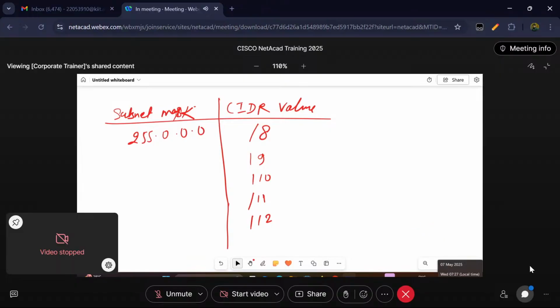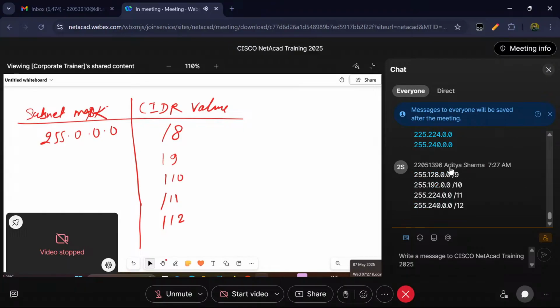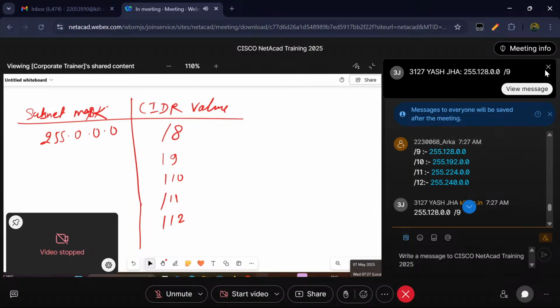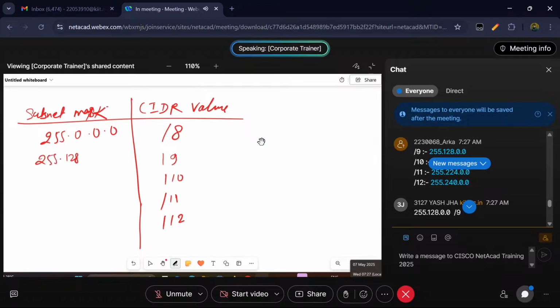The value which you have replied on the chat, that also you need to remember. That's correct. Many of you have correctly written the subnet mask value of the CIDR. If you go ahead with /9, what will it be? 255.128.0.0. And in binary, what will be the values? So I'm just writing the binary value as well.